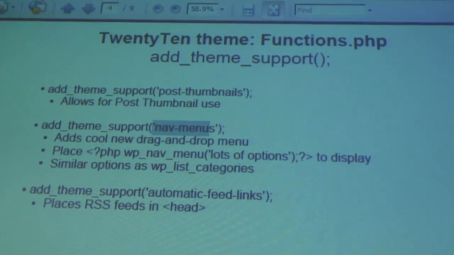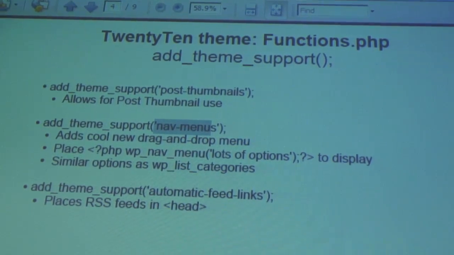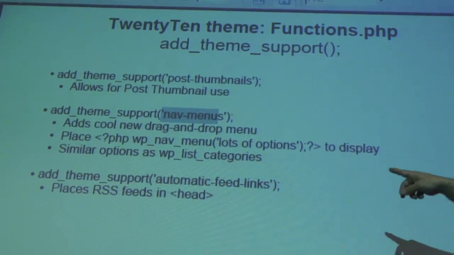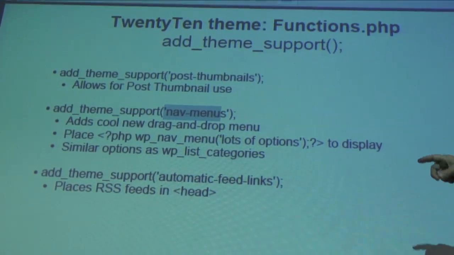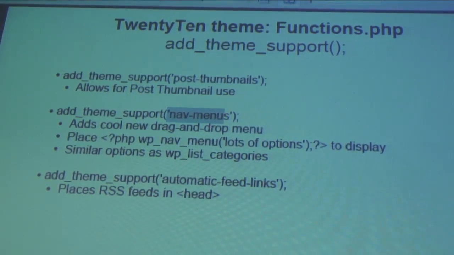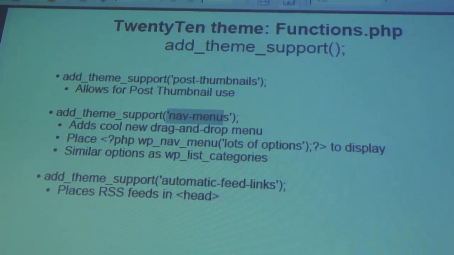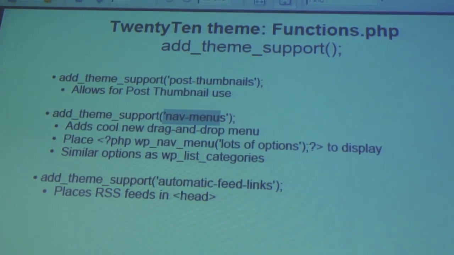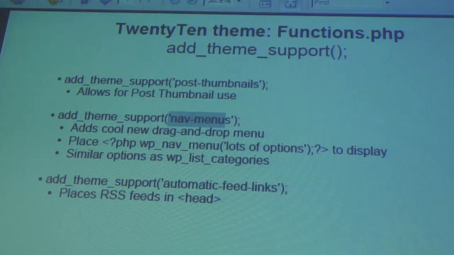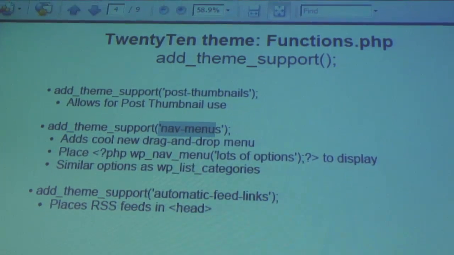So it adds a new cool drag and drop menu. Really, all you need to do to get this going in your theme is place a PHP open tag with wp_nav_menu, add your options, and then close it. All those options you can find under the codex. They're all there, and they're actually very similar to wp_list_categories.